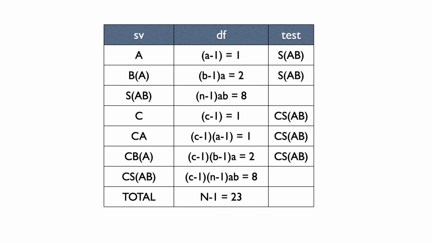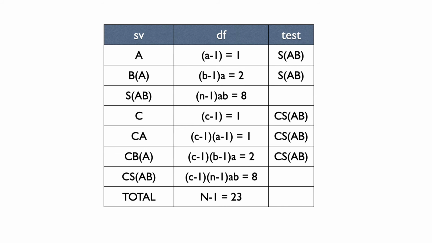We had 3 subjects per group, 8 cells, so we have 8 times 3, 24 observations, so we have 23 degrees of freedom. Let's do the degrees of freedom and see if they add up. Well, we have 2 levels of A, so A minus 1 is 1. B within A has B minus 1. Within each level of A, there are 2 levels of B. So 2 minus 1 is 1 times 2. There's 2 levels of A. So that's going down to 2.